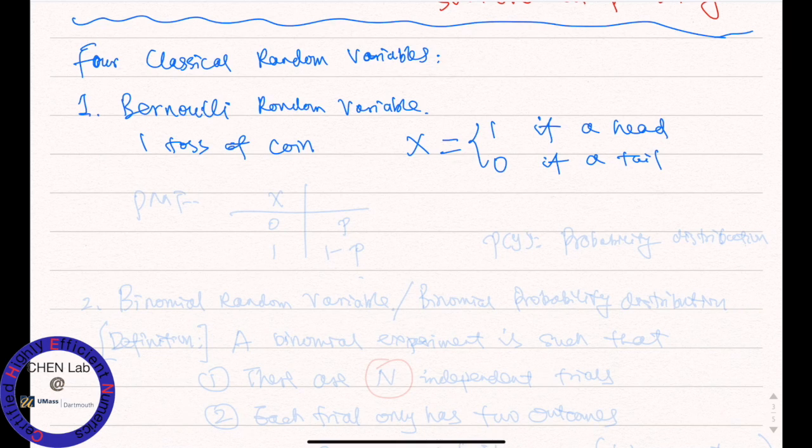And the PMF of this X: it takes value 0 or 1, right? One gets p. That's up to your situation. If it's a fair coin, they're both 1/2, so p is 1/2. Maybe p is not 1/2, it's 1/3. Then the other one is 2/3. But they add up to be 1, right? They add up to be 1.